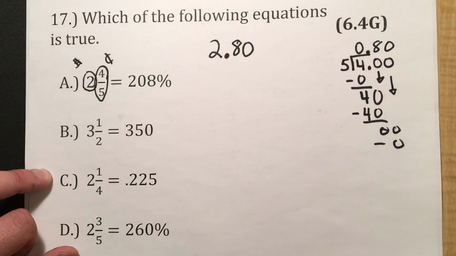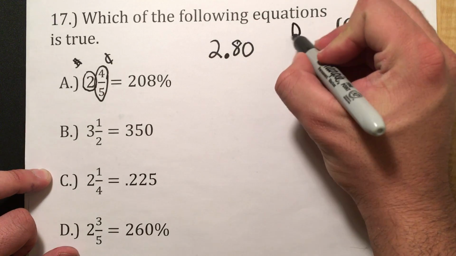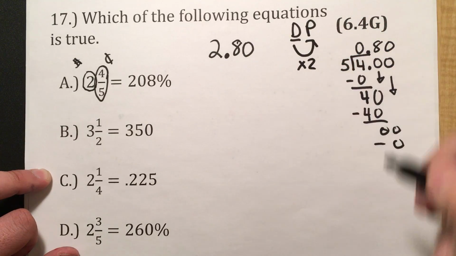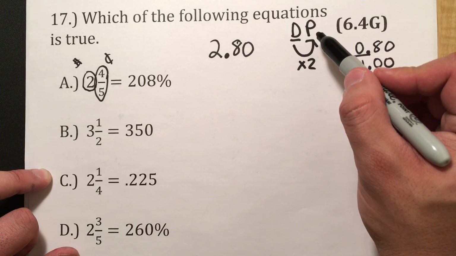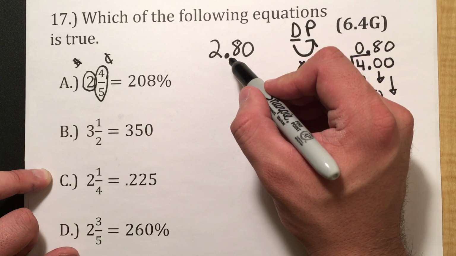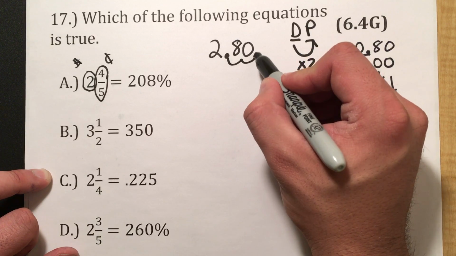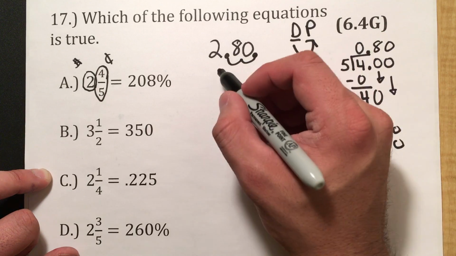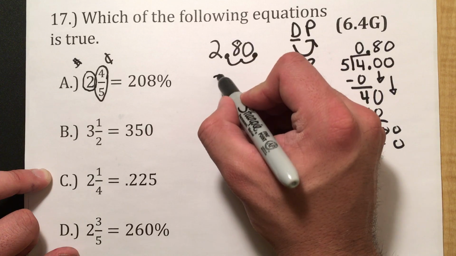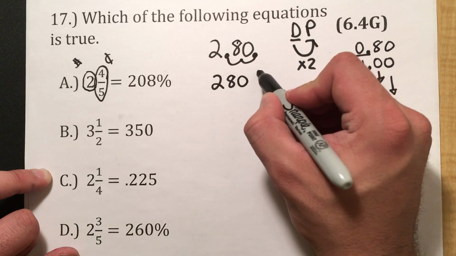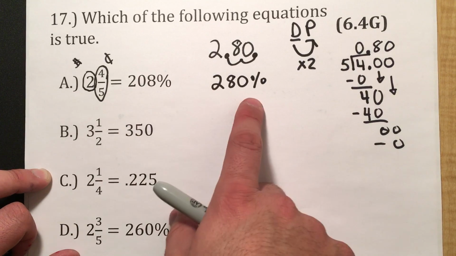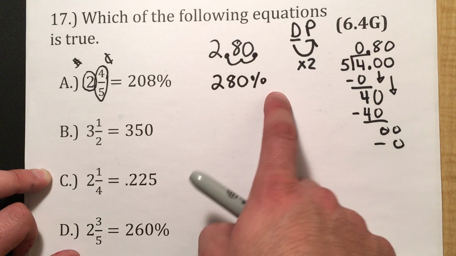And now we have to change this to a percent. To change any decimal to a percent, we move the decimal point 2 times to the right. We're going from a decimal to a percent. So we're just going to move the decimal point 2 places to the right. It's 1, 2, and we're going to drop our decimal, and we're just going to put our percent sign. So 2 4/5, that's equivalent to 280%.